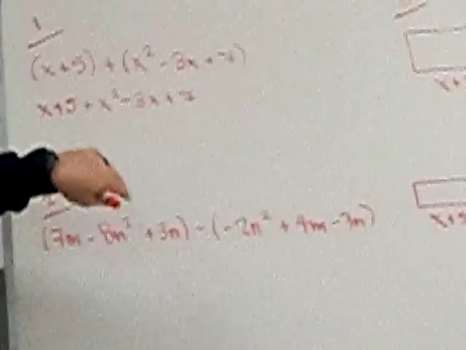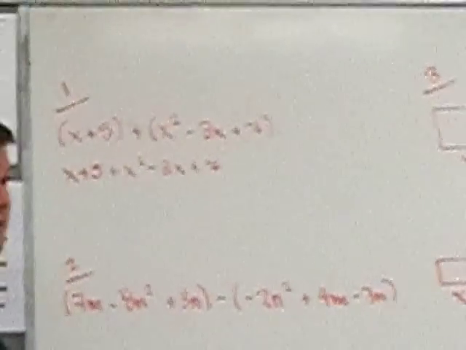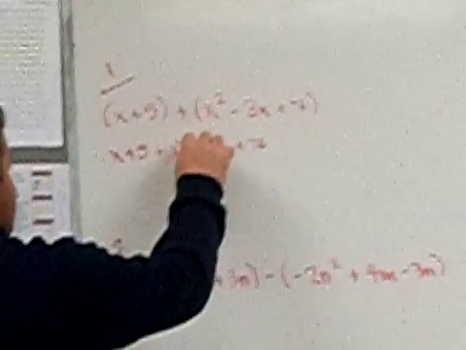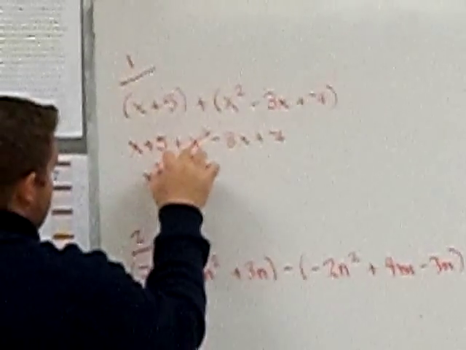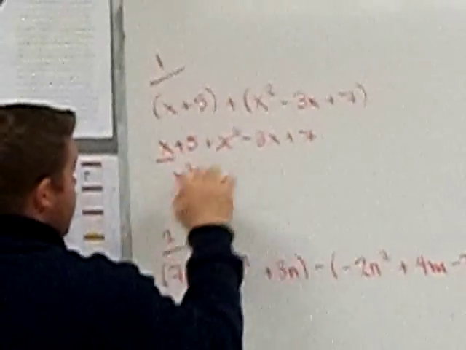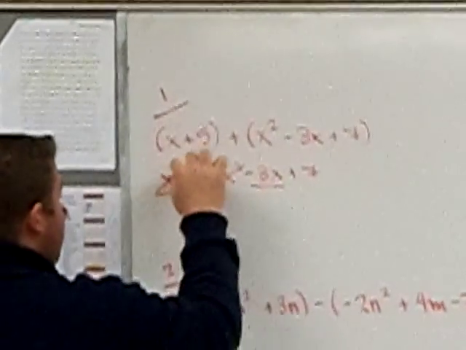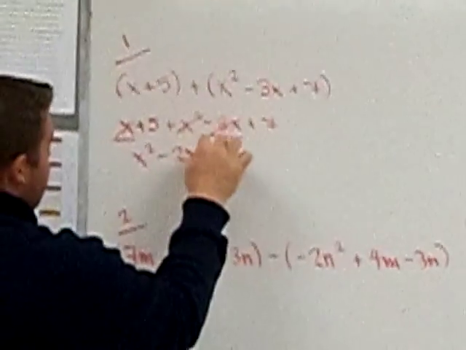Do we have like terms? What's the highest exponent? x squared. Is there another x squared? No, so we just say x squared. Then we have x's. We've got an x here, a minus 3x here. What does that become? Negative 2x. So those are gone, we got negative 2x.